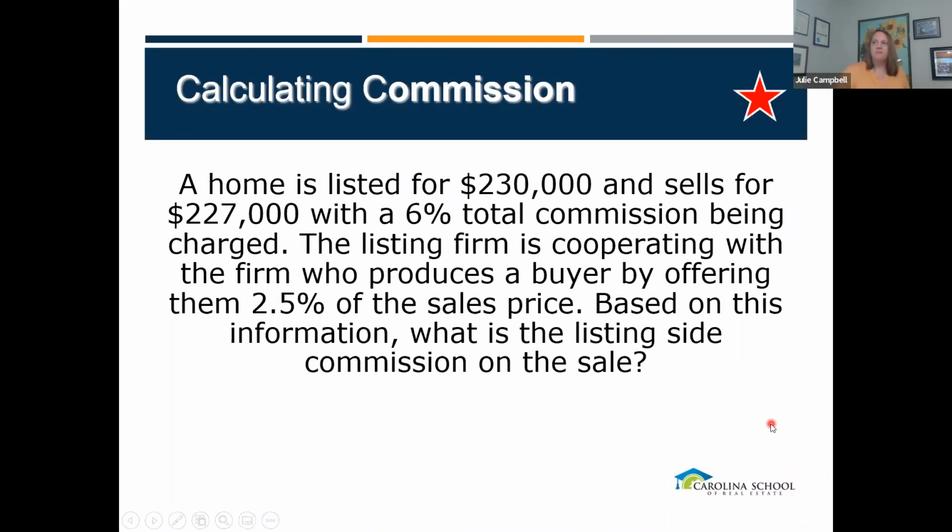So let's see what we got here. A home is listed for $230,000 and sells for $227,000 with 6% total commission being charged. The listing firm is cooperating with the firm who produces a buyer by offering them 2.5% of the sales price. Based on this information, what is the listing side commission of the sale?